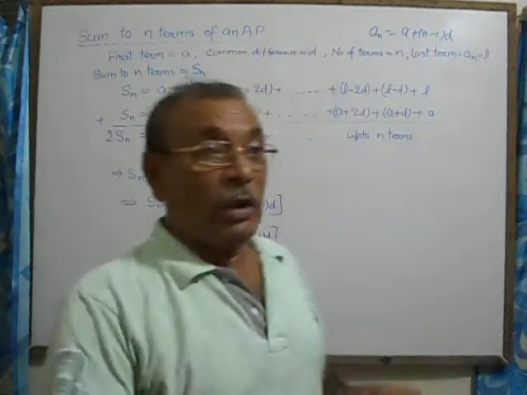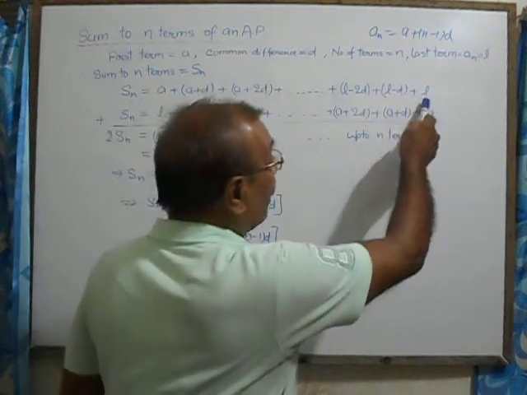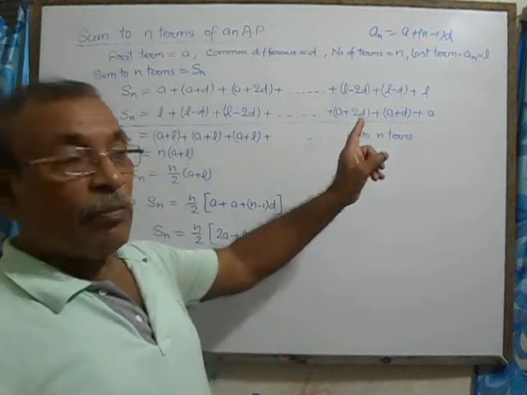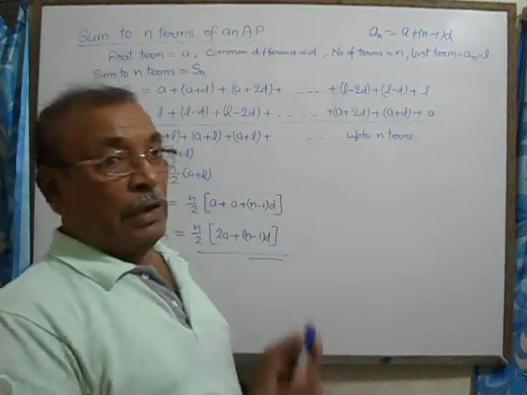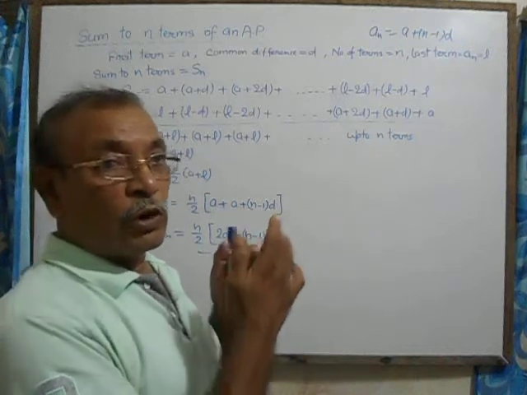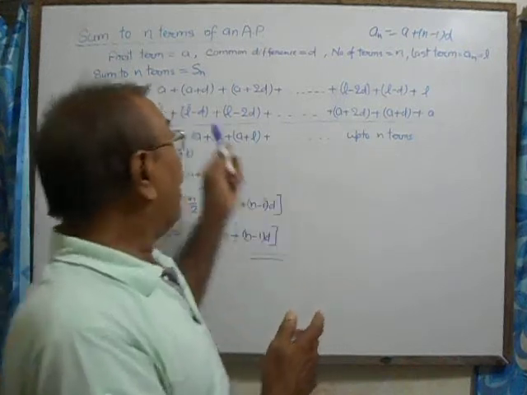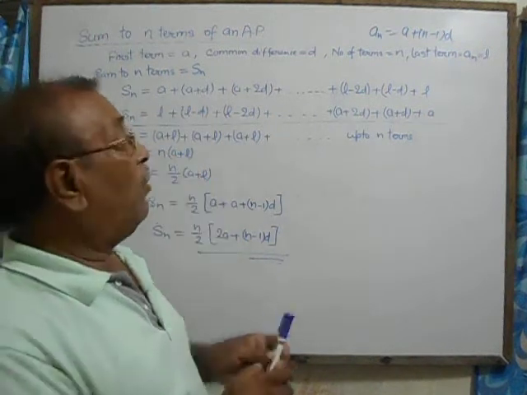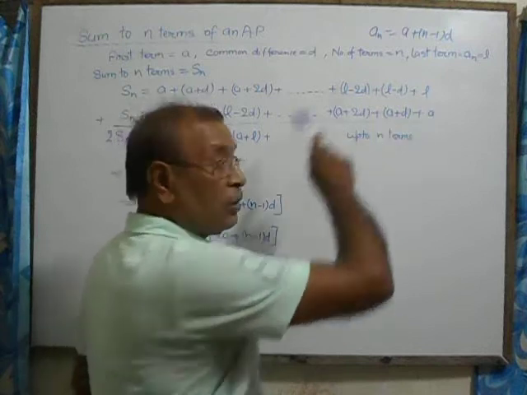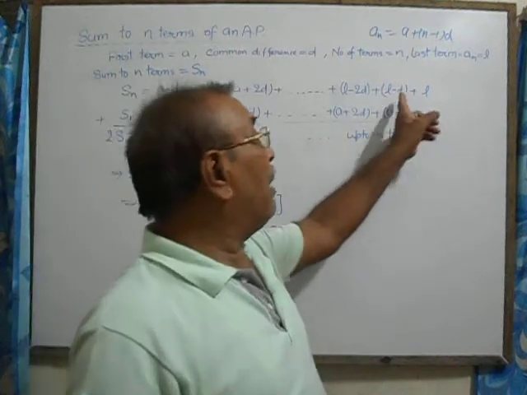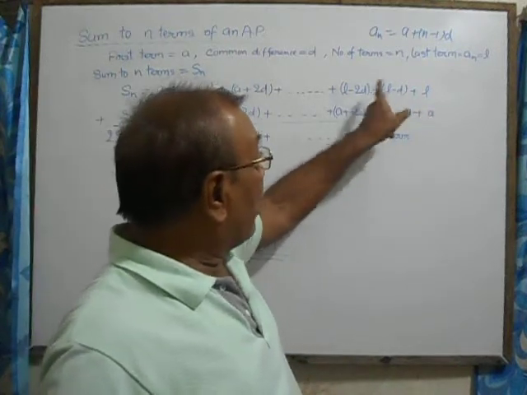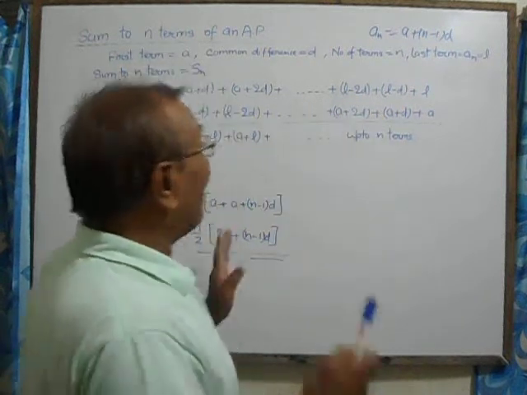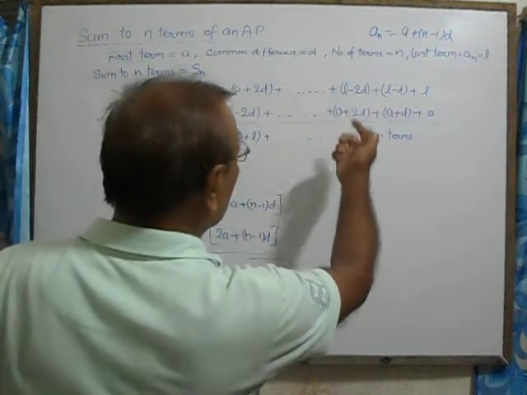Now, the term before L will be L minus d, because it is an AP, and in an AP the difference of two consecutive terms is always d. Here a plus d is increasing, so obviously from L it will decrease. So we get L minus d, then L minus 2d, and so on. We write it just reversing the terms.